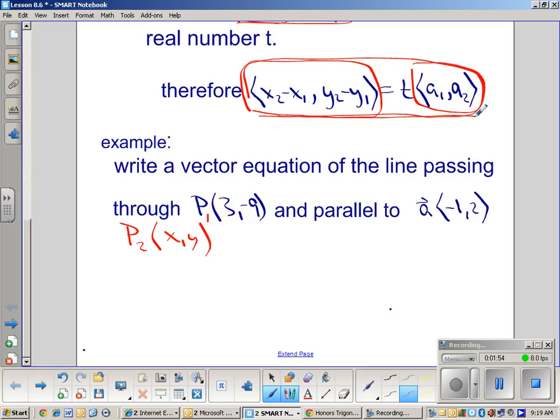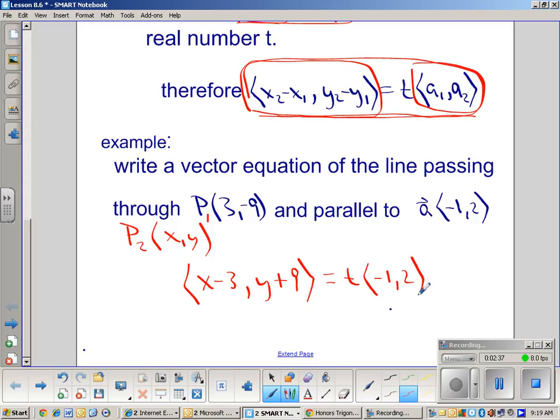And so I'm going to say that X minus 3 and Y minus -9, right? Point 2 minus point 1 is equal to what? You tell me the rest of this. And (-1, 2). So if they ask us to write a vector equation of a line passing through a point, that's what they're looking for. Okay? Write a vector equation of a line passing through a point. So it looks just like that.